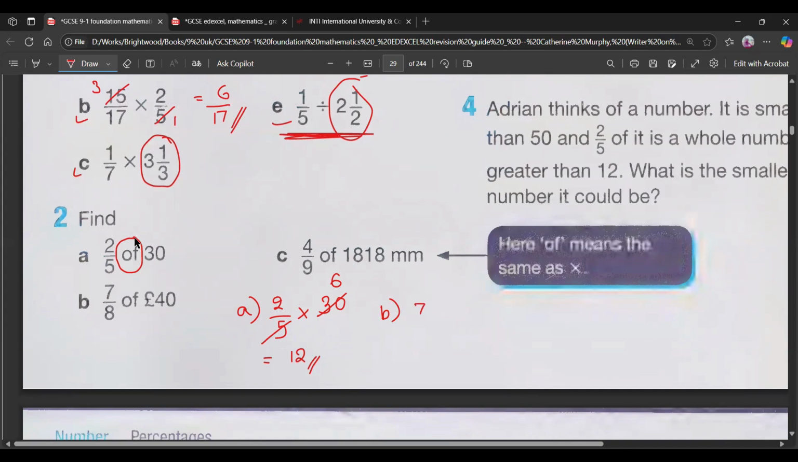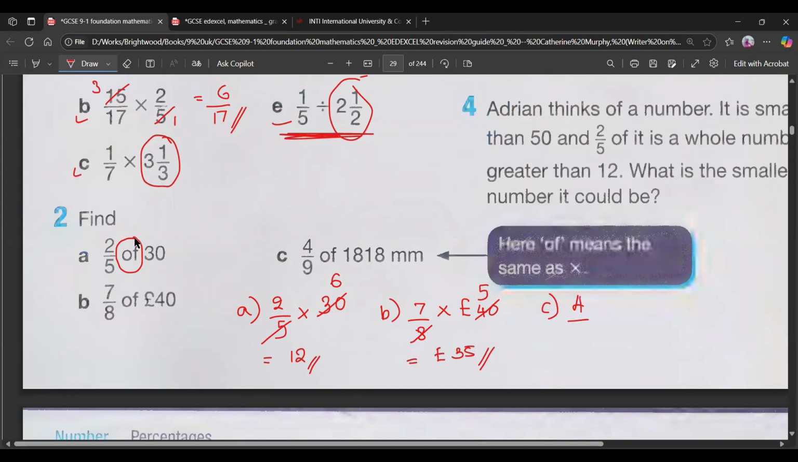Here 7 over 8 of 40 means multiplication. Now you can cancel 8 and 40, it is 5. 5 into 8 is 40. 7 into 5, 35. 35. Like that. Don't worry about the unit.